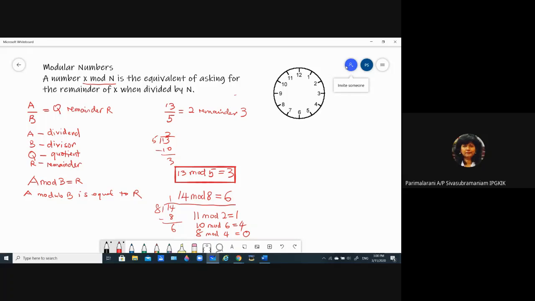Okay, modular numbers are sometimes associated with a clock. Sometimes they are known as clock arithmetic, because we use the clock to visualize the modular numbers. Look at this clock face here. How many divisions are there? How many divisions are there in this clock face? How many sections?